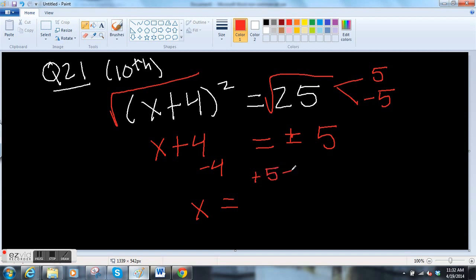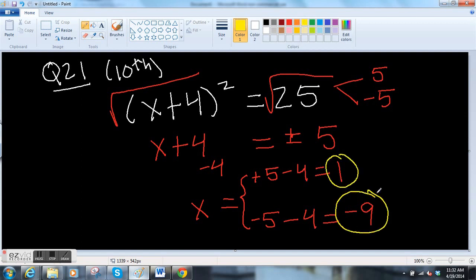So now, to get this, you subtract 4, and so I get x is equal to, for plus 5, plus 5 minus 4 is equal to 1. This is kind of a stupid way for me to write it, but you could do it this way. If you did negative 5 minus 4 equals negative 9. So we have two solutions here, right? We have 1 and negative 9.